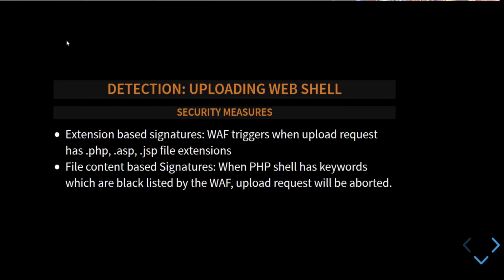Detection: when an attacker is uploading the web shell, how can the WAF detect the file upload? Let's consider the scenario where the attacker is trying to upload the web shell to the web application server. In this case, the WAF can block the file upload request if the file has extensions such as PHP, ASP or JSP. In this scenario, the WAF rule will get triggered and the file upload request will be blocked.